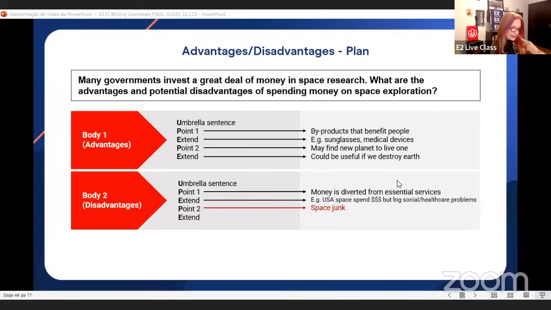So the umbrella sentence, Krish, we just discussed that at the beginning of the class, okay? It's the topic sentence. After space junk, how can we extend this? Well, it's dangerous and contaminating. So now we have our plan, we're ready.